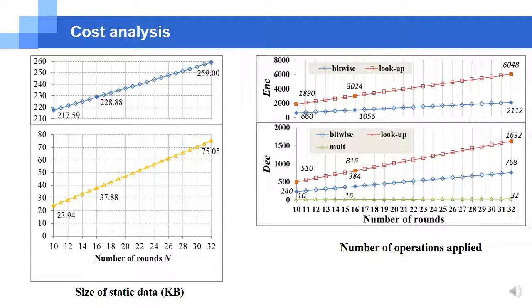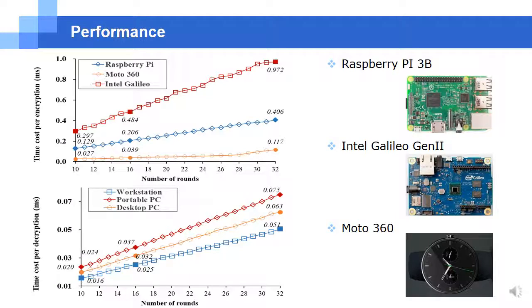The right figure presents the number of operations with respect to the number of rounds, ranging from 10 to 32, where the mult denotes the multiplication of a matrix with a vector. The left figure shows the performance of encryption and decryption. As we can see, the proposed scheme performs well in representative embedded devices such as Raspberry Pi, Intel Galileo, and Moto 360 smartwatch.